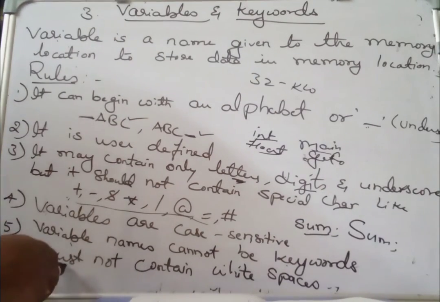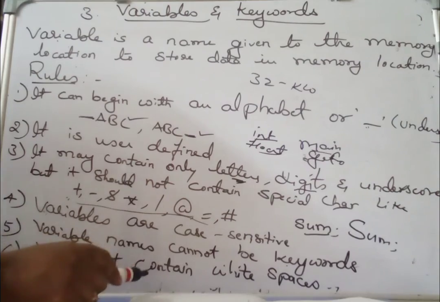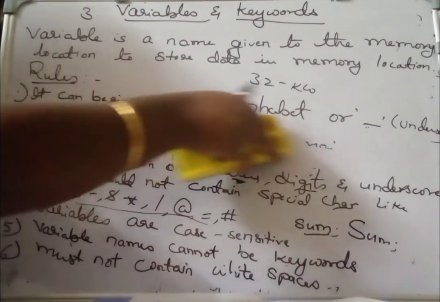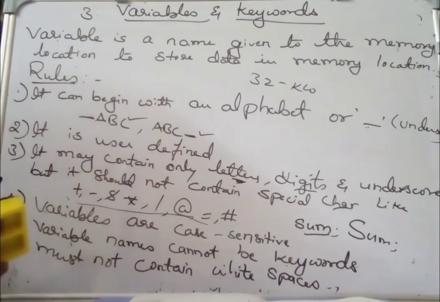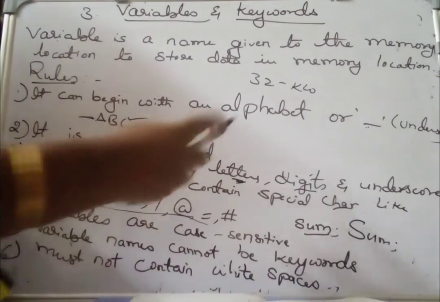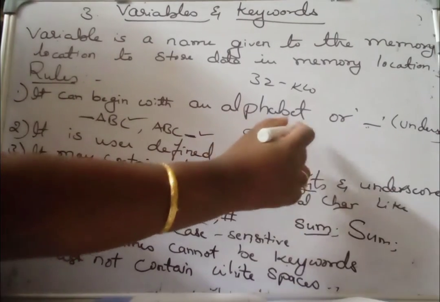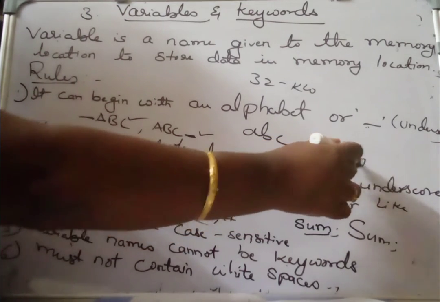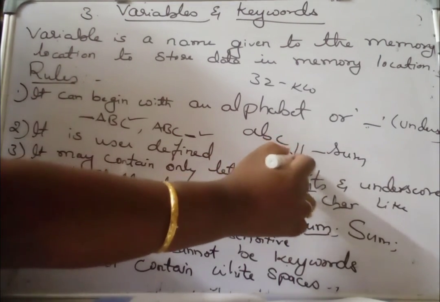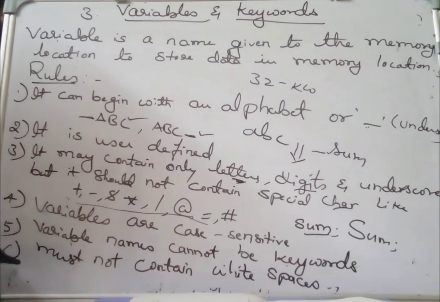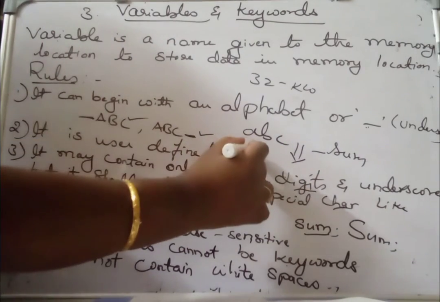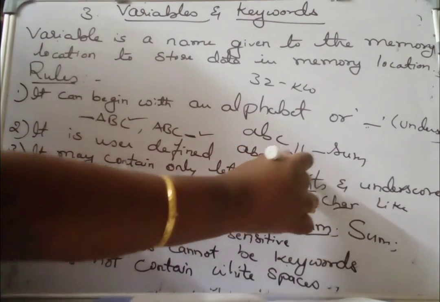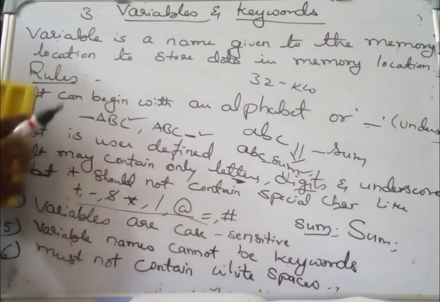Then the last point is that variables must not contain white spaces. The meaning of this is that spacing is not allowed while declaring a variable. For example, if I write ABC space _sum, see here, this white space is not allowed while declaring a variable. So no spaces should be there. You could have written ABC_sum. So this is a valid variable.